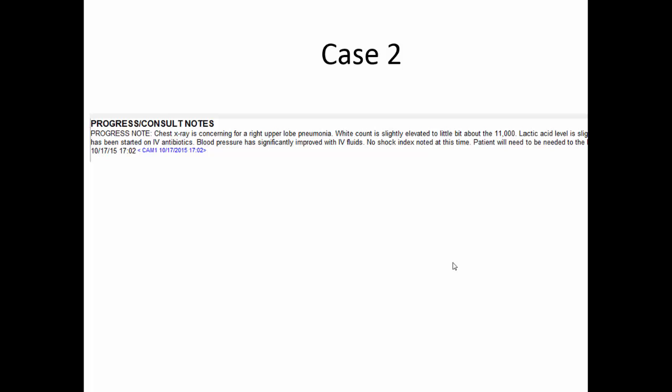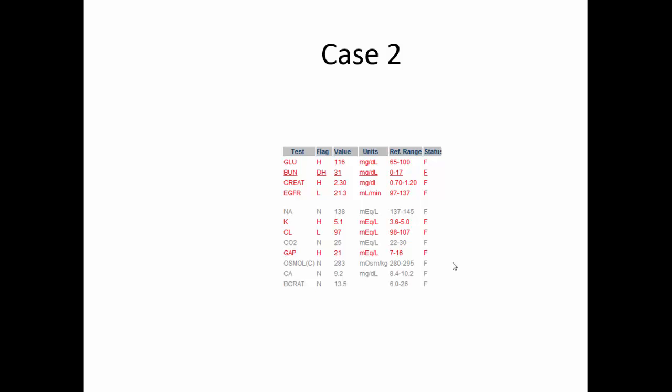Chest X-ray shows right upper lobe pneumonia, white blood cell count elevated, lactic acid slightly elevated. Patient got IV antibiotics and fluids in the emergency department. Here are the labs. If you notice here, you've got signs of end organ damage, so BUN and creatinine are elevated. That's the sign of poor organ perfusion. So you would call this septic shock if it's new, or severe sepsis.